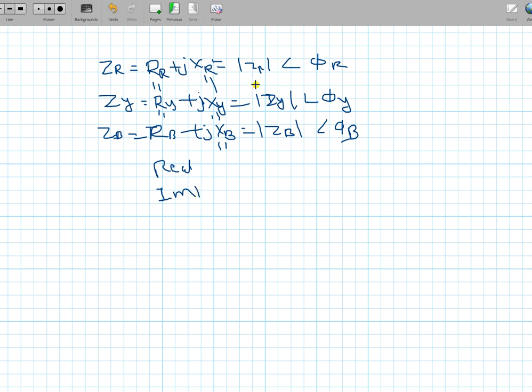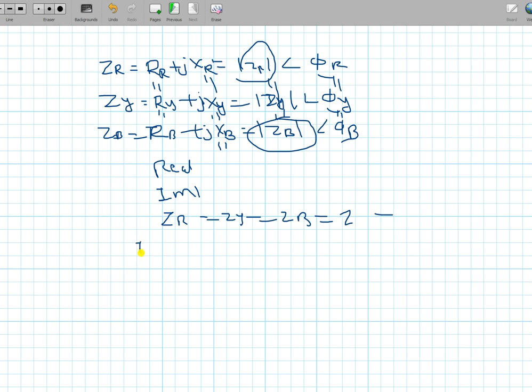Okay, imaginary values must be equal, or the magnitudes of all are equal, and the phase angle phi Y is equal to phi B is equal to phi R. So if all these phase angles are equal, then only we can say ZR is equal to ZY is equal to ZB, then all phases are balanced, with impedance equal to Z.